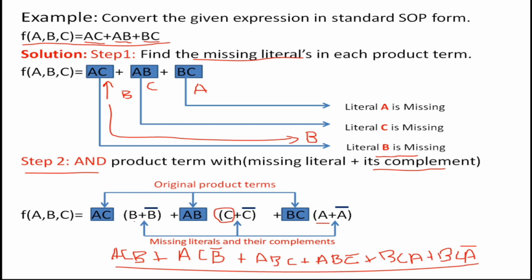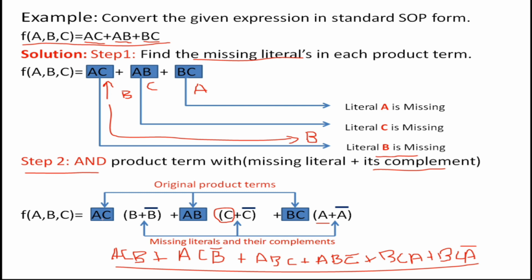As we know that B was the literal missing in the first product term, it is B plus B bar. In the second product term, C was missing, so we have added C plus C bar, and in the third product term A was missing, so it is A plus A bar. So the missing literals and their complements are being multiplied, and then we reorder the expression. Once we have this, we are going to multiply it.